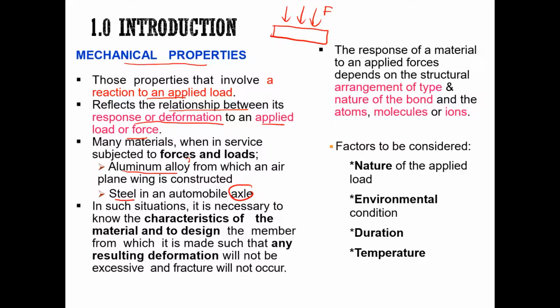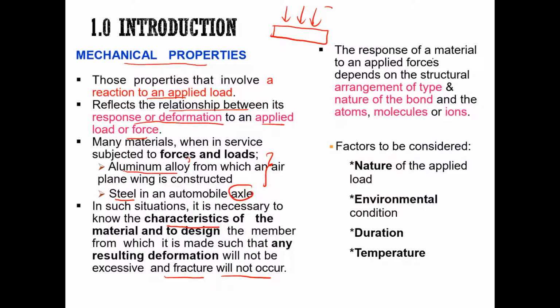Is it because of the properties? Is it because it's easy to deform? Is it because of the processing? Right? So these are some criteria or characteristics that we need to know in order for us to design the application of that particular material and to make sure that the fracture or failure will not occur.